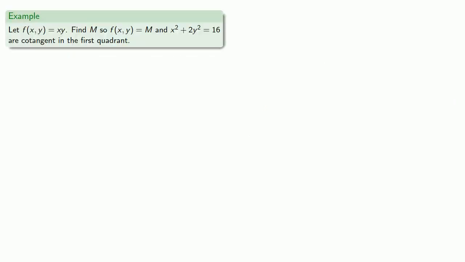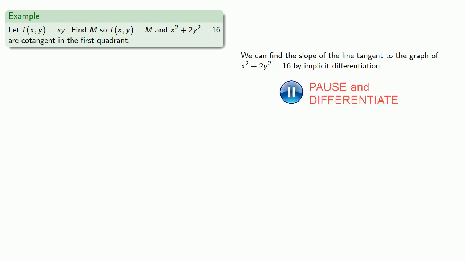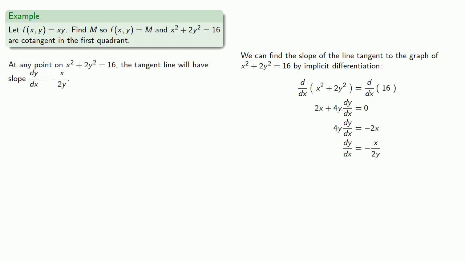For example, let's let f of x y again equal our product x y. Let's find a value of m so that f of x y equals m, that's one level curve, and x squared plus 2y squared equals 16, that's another level curve, are cotangent. So it helps if we know what the tangent line looks like, and so let's find the slope of the tangent line. We can find the slope of the line tangent to the graph of x squared plus 2y squared equals 16 by implicit differentiation. And so at any point on this graph, we know the slope of the tangent line.